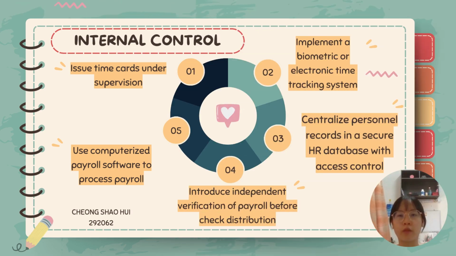Next, in this session of the presentation, I will be discussing the internal control procedures to address the weaknesses identified in Busana Textiles Berhad's payroll system. The first weakness is that employees can take blank time cards without supervision. This can lead to buddy punching or falsified time records.